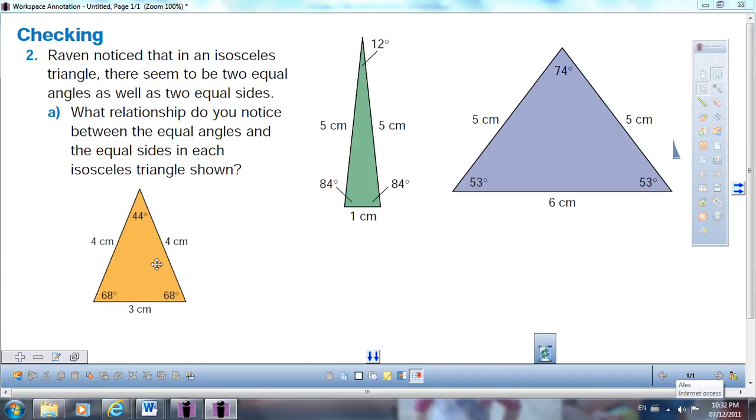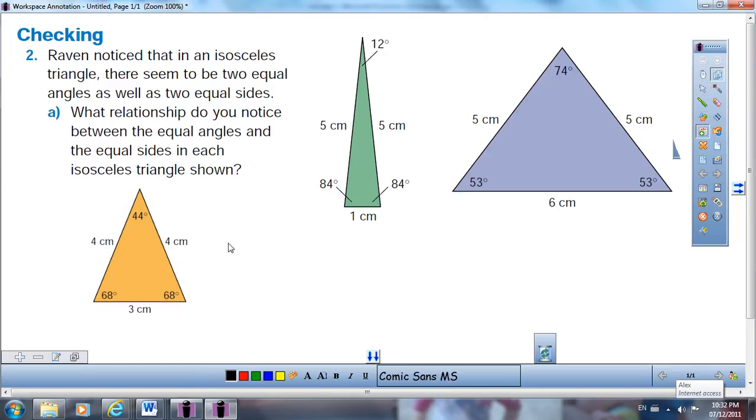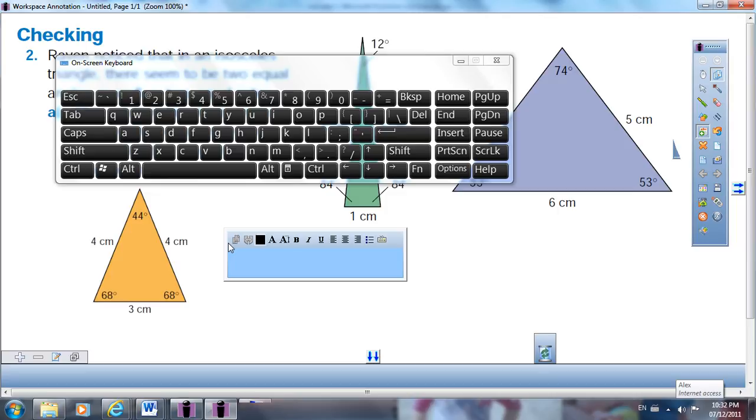Now, the relationship that we're trying to identify are things that we see in common in all the isosceles triangles. So we see that there's a pair of side lengths that are the same, a pair of angles that are the same. So what hypothesis could you write? What would make sense?